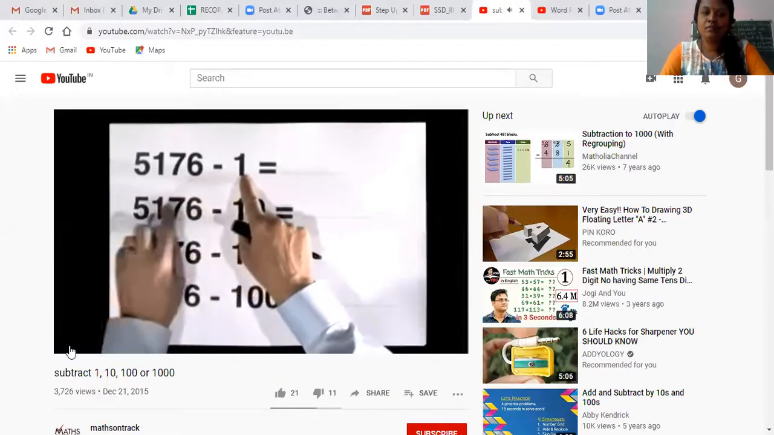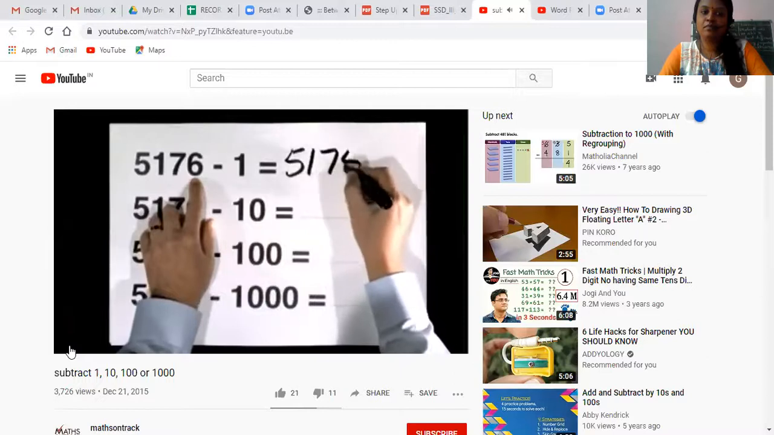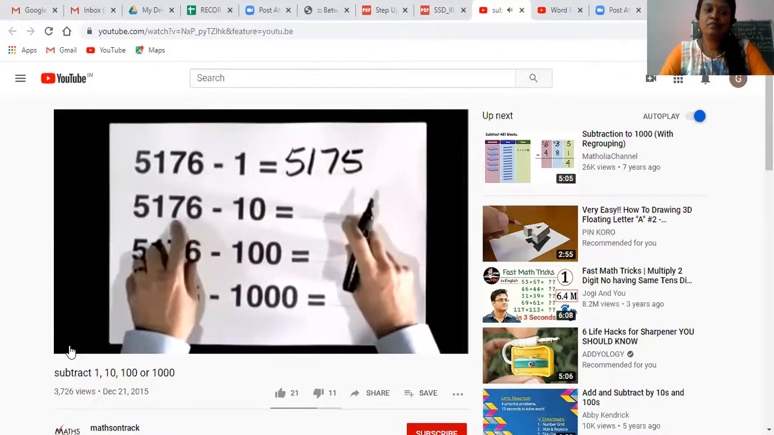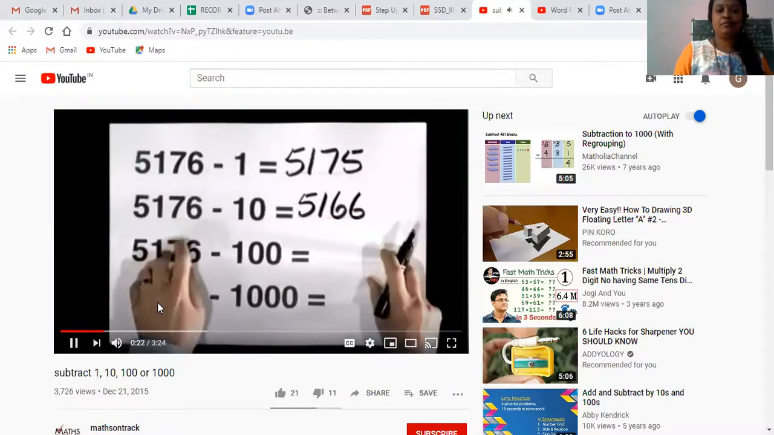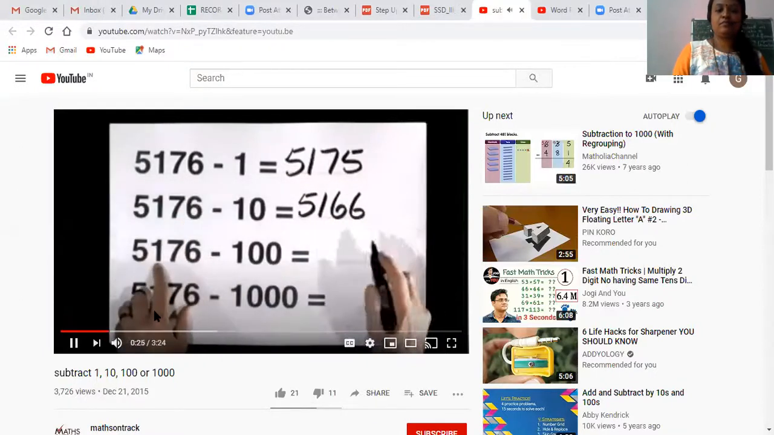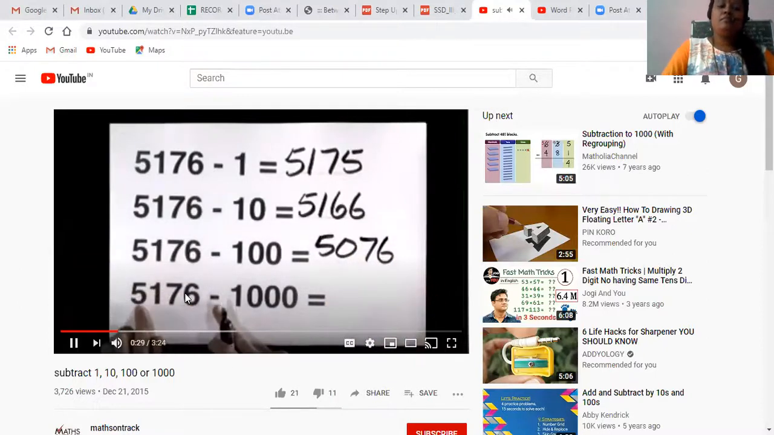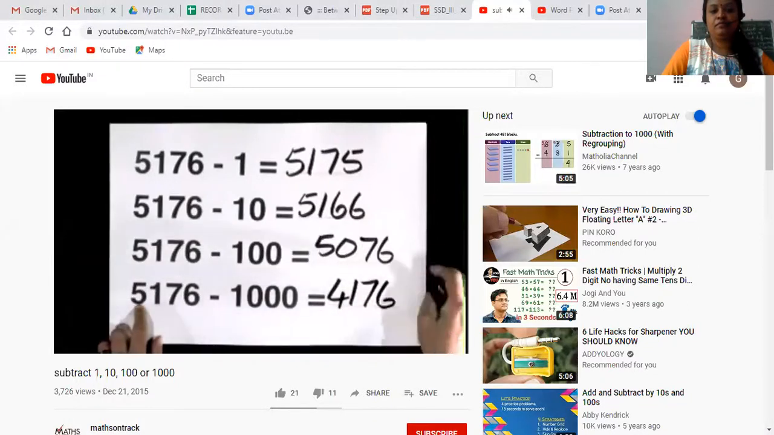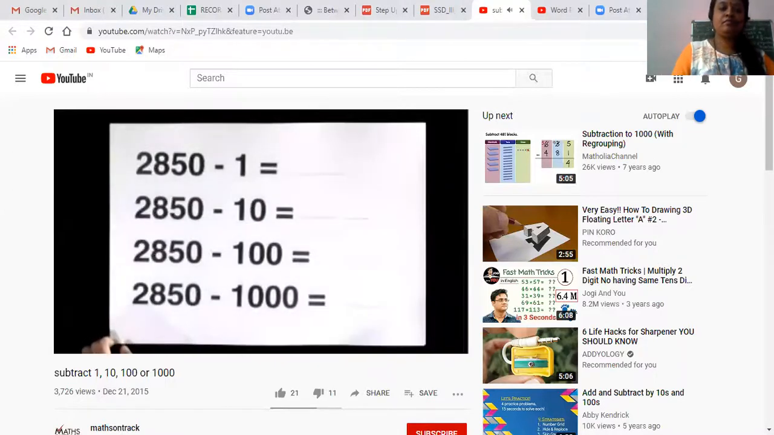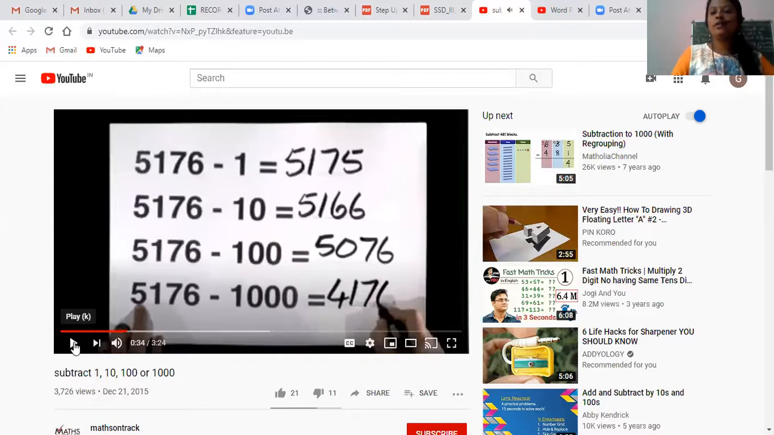5,176. Subtract 1. 5,175. Subtract 10. 5,166. Subtract 100. 5,076. Subtract 1,000. 4,176. Here you might have noted the answer that we get.